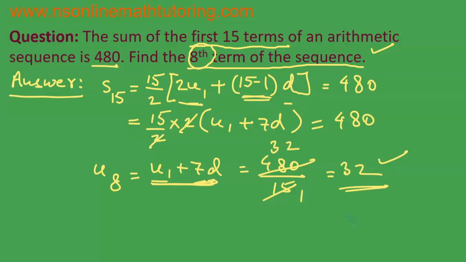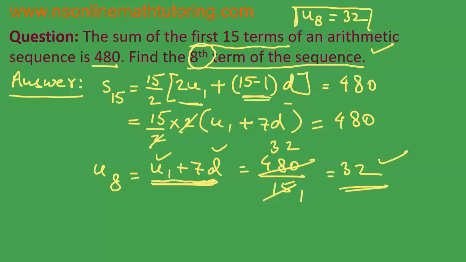You see, you do not have to get the separate values for U1 and D. That is not possible from a single equation containing two variables. But they did not ask us to give the first term or the common difference. They have asked us to give the value of the 8th term, which is equal to U1 plus 7D. Therefore, our answer is U8 is equal to 32.